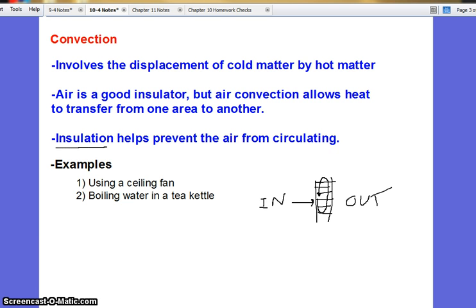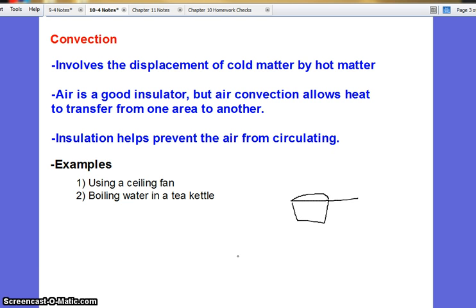Some examples of when we actually use convection is with a ceiling fan. In the wintertime, you will put your ceiling fans in reverse, and it'll actually push the warm air down, heating the bottom of the room as well as the top. So that would be an example. Also, if you boil water in a kettle, you heat up the bottom section of the water. So maybe you can boil it in a pan of some sort. So you're heating up the bottom section, and then the water circulates, which heats it all over.